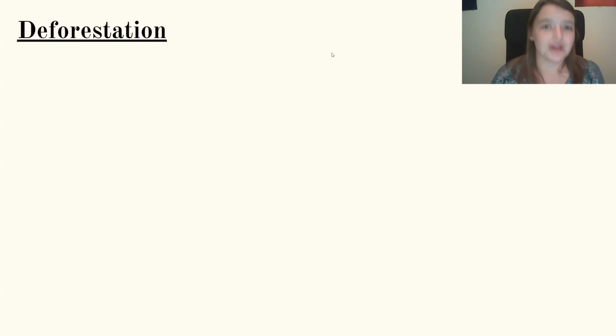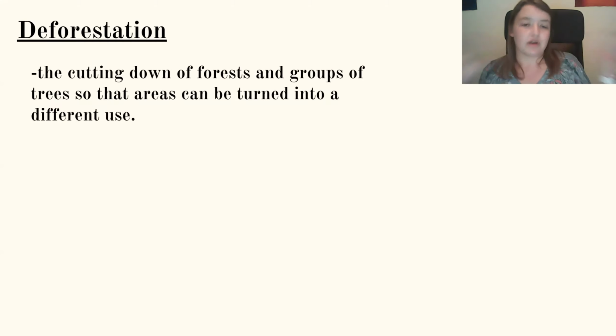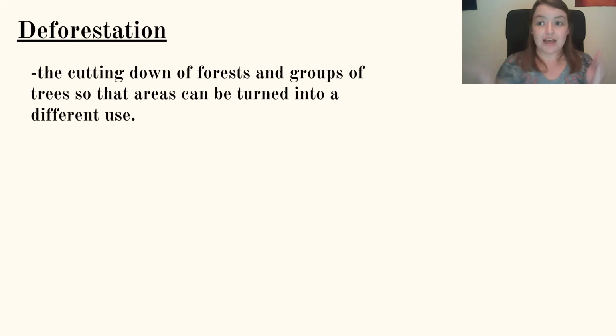Deforestation is a human impact. And it is the cutting down of forest and groups of trees so that areas can be turned into a different use. We are talking about deforestation in rainforests, but it can just as much happen in our local areas here in Britain, or perhaps even anywhere in the world, wherever there are groups of trees that have been cut down so that the area can be used for something different, be that for housing, or for farming, or for a lake, or whatever it is that has been made. That is deforestation, the cutting down of forests and groups of trees.